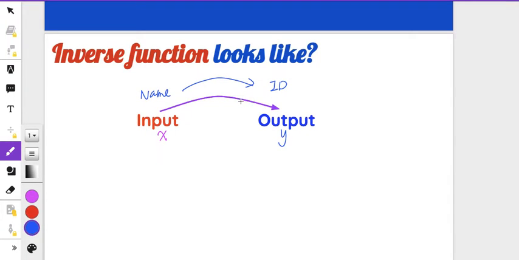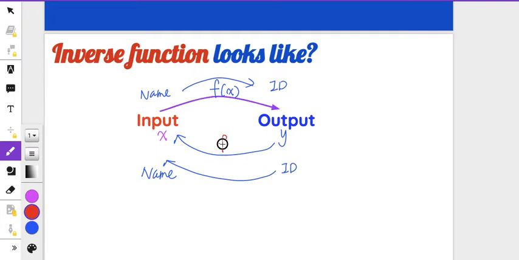So that's a function. Sometimes we use function notation to represent this relation, and the x here just means input. The situation here is that instead of using the student name to find the ID, we can also use his or her ID to look for the student's name. Basically we just reverse this process, and we call this reverse process the inverse function, and we have a notation for that, which is f inverse of x.